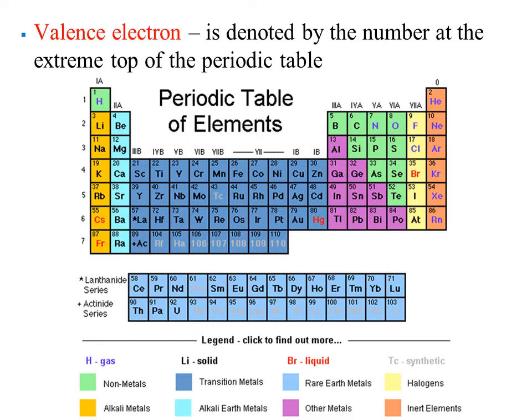Another way of performing this task, instead of drawing the planetary model, is to just look at the extreme top of the periodic chart. This is referred to as the column. So we looked at carbon. It is in Roman numeral 4 column. So that is 4. It has 4 electrons in its outer shell. And then we also looked at sulfur. Sulfur is in column number 6, so it would have 6 electrons in its outermost shell.